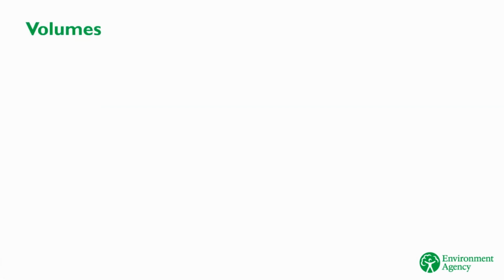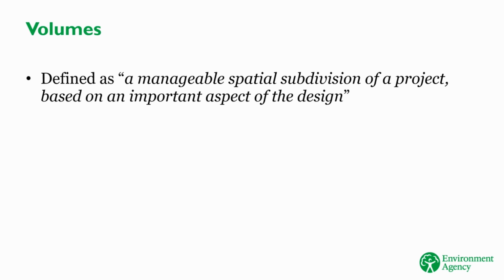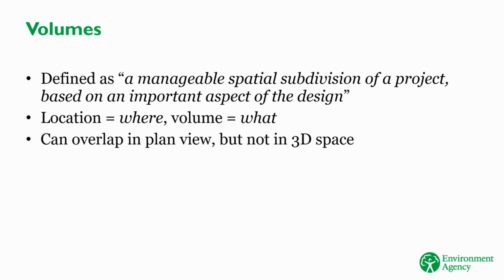Another concept introduced by BIM is that of a volume. These are similar to locations in that they're used to classify data and information, but they're a little bit trickier to describe. A volume is defined as a manageable spatial subdivision of a project based on an important aspect of the design. A simple way to think of it is this. If locations describe where something is, volumes describe what type of thing it is. Volumes are used for clash detection, to identify when different elements of a design run into each other, so they can't overlap in 3D space. Let's look at a couple of examples to try and make sense of this.